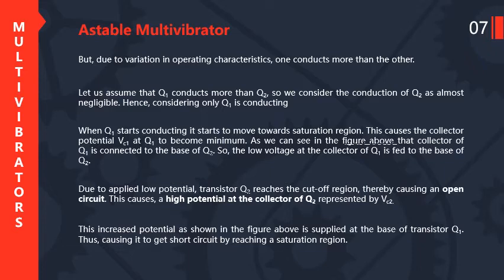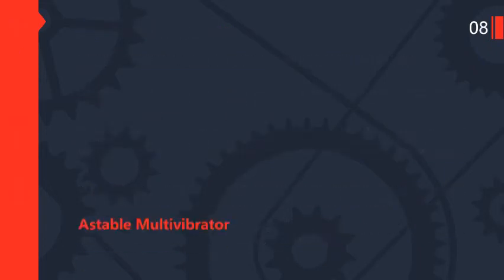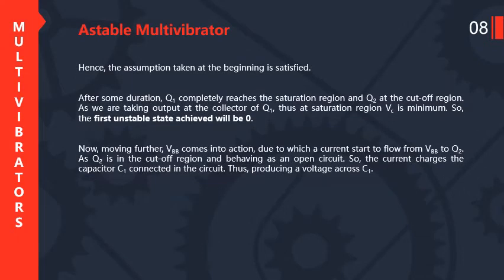This increased potential, as shown in the figure above, is supplied at the base of transistor Q1, thus causing it to get short circuit by reaching a saturation region. तो जब स्विच क्लोज होता है तो वो शॉर्ट सर्किट की तरह एक्ट करेगा, और जब स्विच ओपन होगा या स्विच जब ऑफ होगा उस कंडीशन में ओपन सर्किट की तरह एक्ट करेगा. Hence, the assumption taken at the beginning is satisfied. After some duration, Q1 completely reaches the saturation region and Q2 the cutoff region.